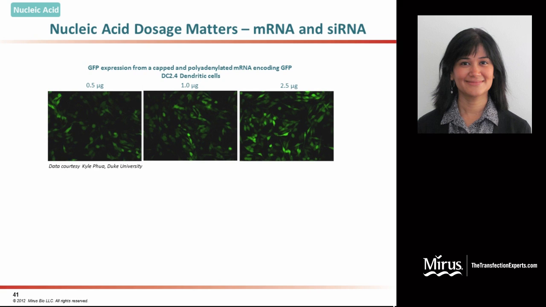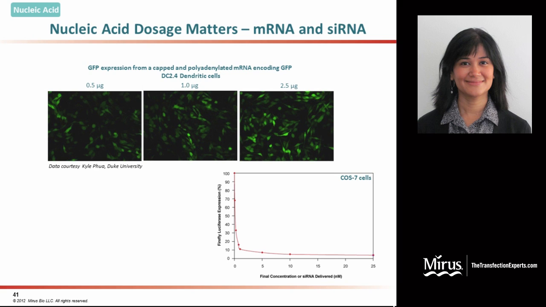Here's an example of DC 2.4 cells that have been transfected with increasing dosage of a GFP mRNA from 0.5 micrograms to 2.5 micrograms. And as you can see here, not only is a larger percentage of cells expressing GFP with the higher dosage of the mRNA, they're also brighter.